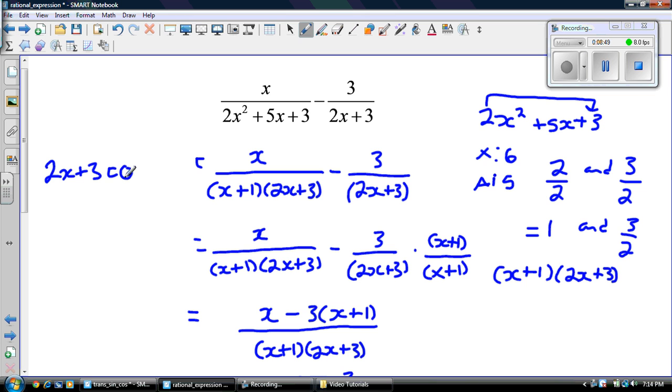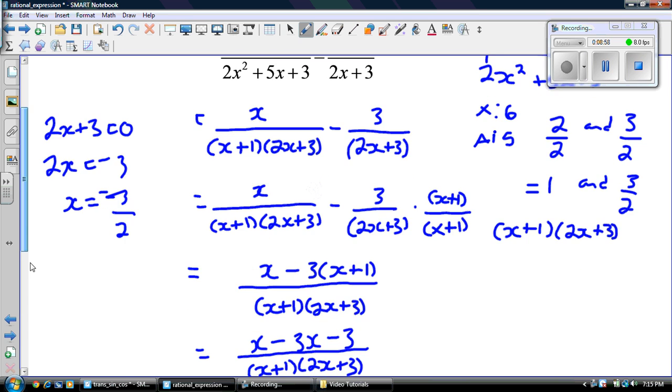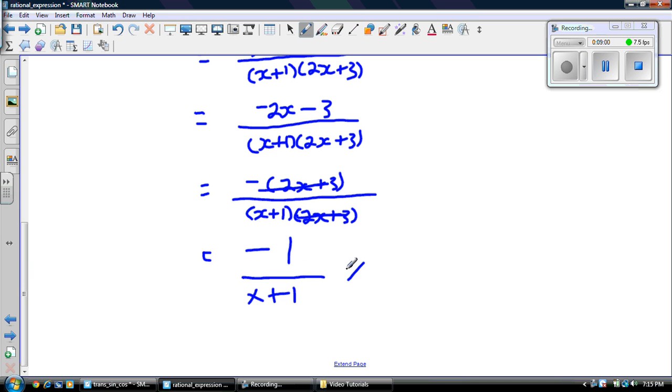Well, take my 3 across. So I got 2x is equal to negative 3. And then I'm going to have x is equal to negative 3 over 2. So there's my two possible values here. So x cannot equal negative 1 or negative 3 over 2. So that's my restrictions. So that's your complete answer.